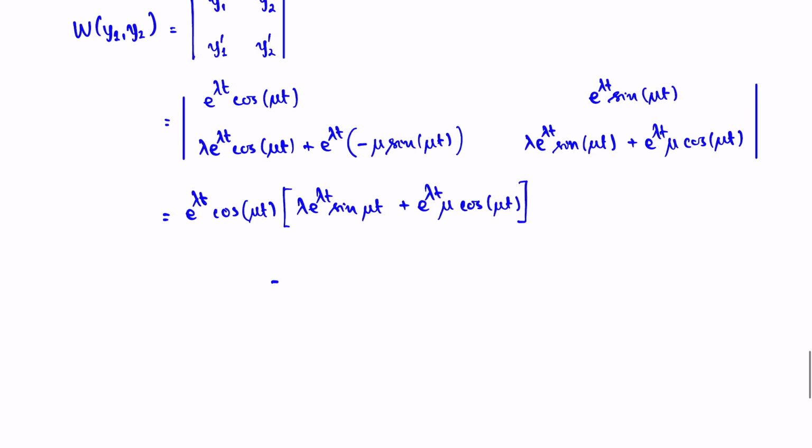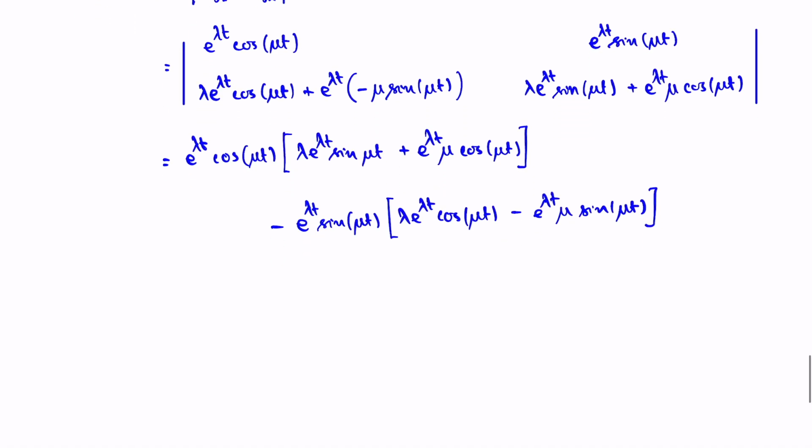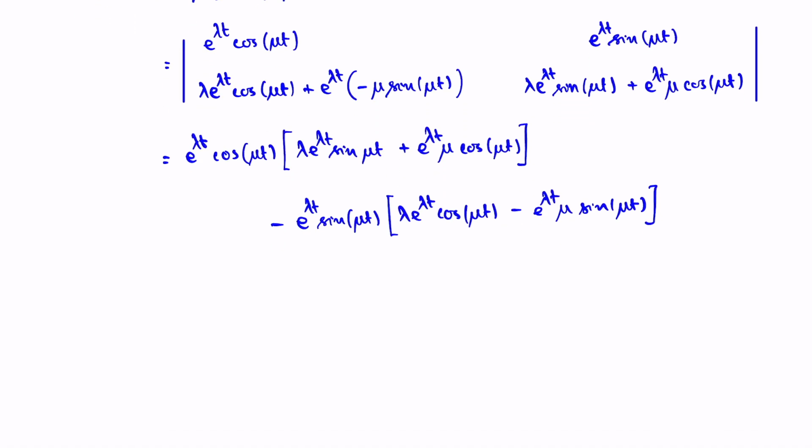Then you subtract e to the lambda t times psi of mu t, multiplied with lambda times e to the lambda t times cosine of mu t, minus e to the lambda t times mu times psi of mu t. You have a negative sign here because in the derivative you have a negative pop-up from the derivative of cosine. Then you distribute and combine like terms and see what you get. Right? There should be some cancellations here.